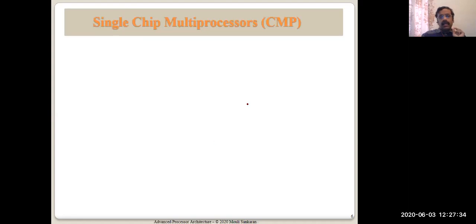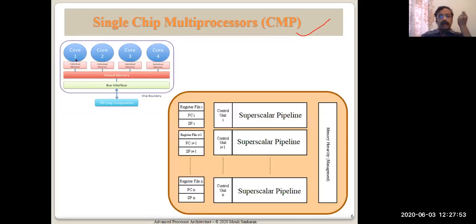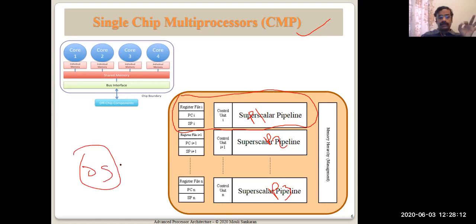Now I am going to introduce another term: single chip multiprocessors. What I mean by that is I have a single chip which has multiple cores in it. Our own laptop has a chip which has multiple cores. What I mean by multiple cores is each of them is an individual CPU. That means I can run one process here, another process here, some other process here. No harm. And the OS knows about it.